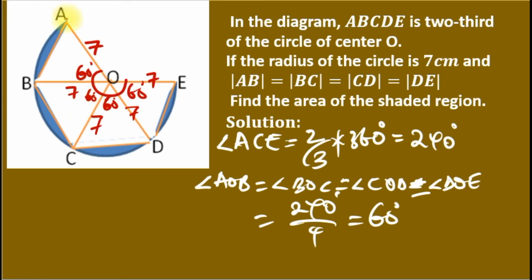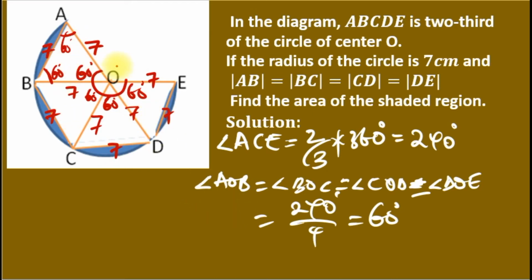So remember, they told us these sides are equal. So since this is 60, by the isosceles triangle theorem, this should be 60 all through. So they're all 60, meaning that this length is 7. They are all 7, 7. So we have 4 equilateral triangles.